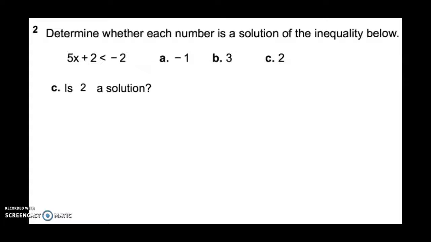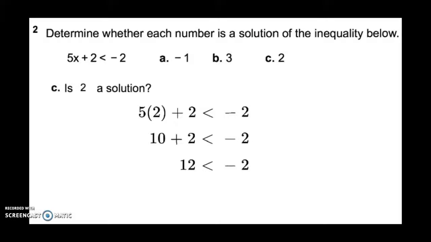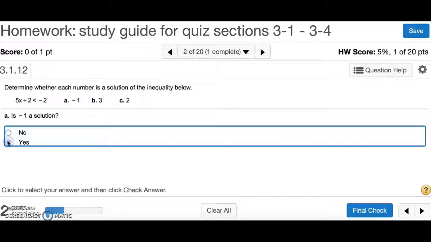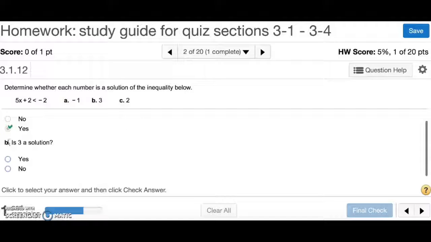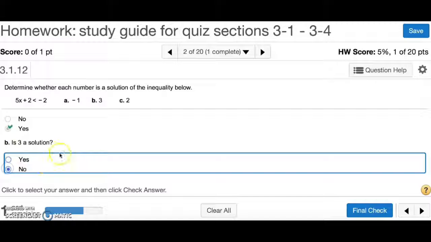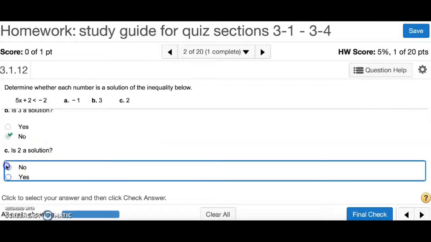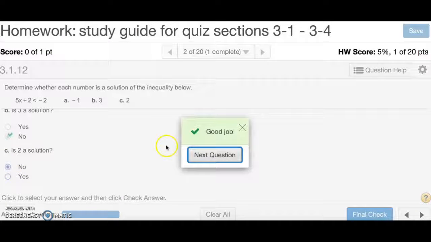Now, is 2 a solution? Substitute 2 in for x. 5 times 2 is 10, plus 2 is 12. So it's asking, is 12 less than -2? And that is also a no. So for number 2, A is a yes, B is a no, and C is a no. And that's number 2.